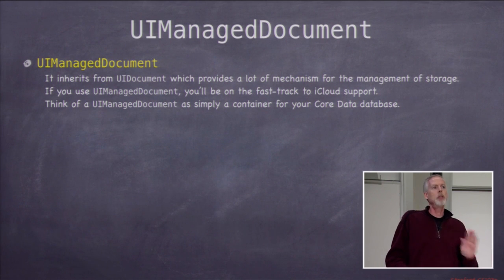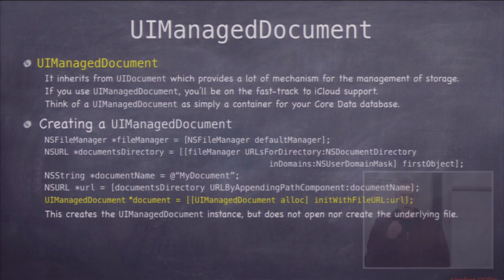Then we'll dive back into, now that we have a context, how do we do Core Data? So here's how you create a UIManagedDocument. You alloc init it. Its designated initializer is initWithFileURL. You have to give it the URL where this Core Data database is going to be stored. I put these four lines of code that are in white, before the yellow here. They describe how you would create a document called MyDocument in the user's documents directory.